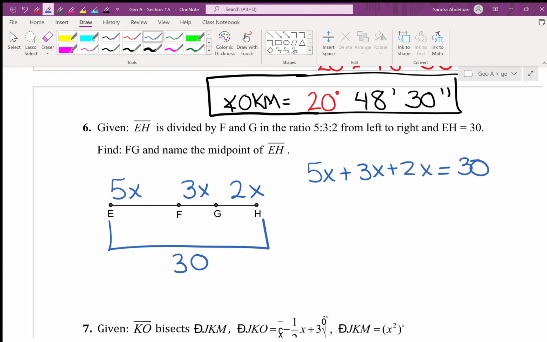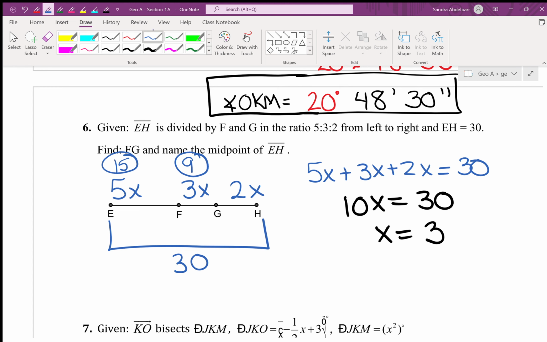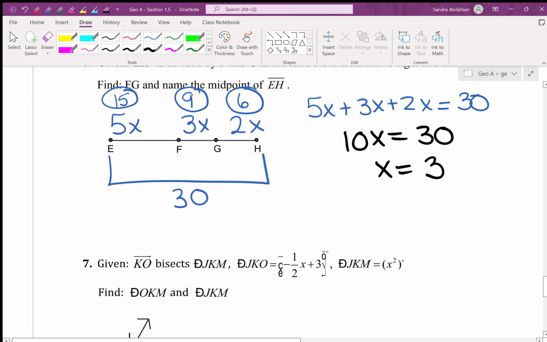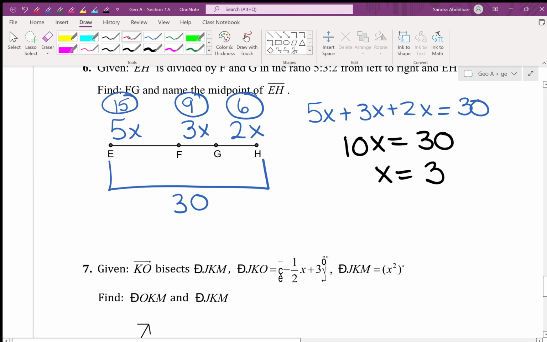All right, so now we have our equation. We are at 10x equals 30, so x equals 3. Let's plug in now. 5 times 3 is 15. 3 times 3 is 9, and 2 times 3 is 6. So the first thing we wanted to do was find FG. How long is F to G? 9 units long.